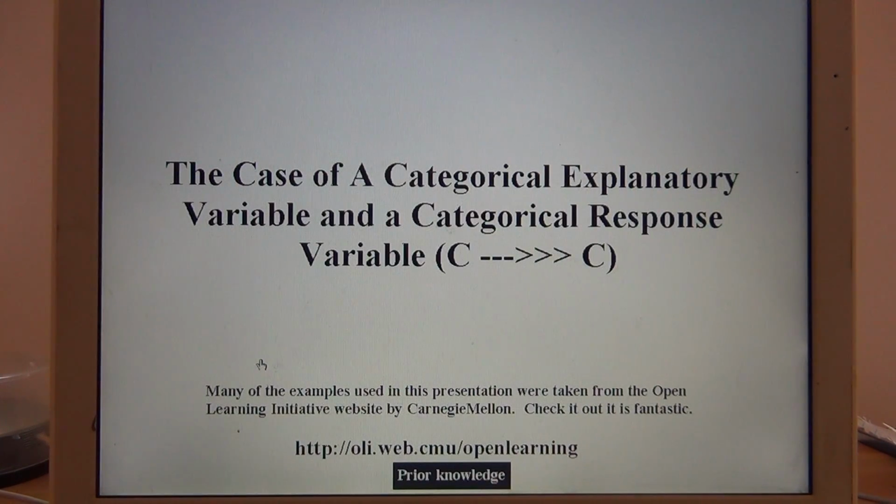Welcome to the educational research section of www.happynumbers.org. Today's lesson is going to deal with explanatory and response variables, and we're going to deal with the case of a categorical explanatory variable and a categorical response variable, or the case of CC.